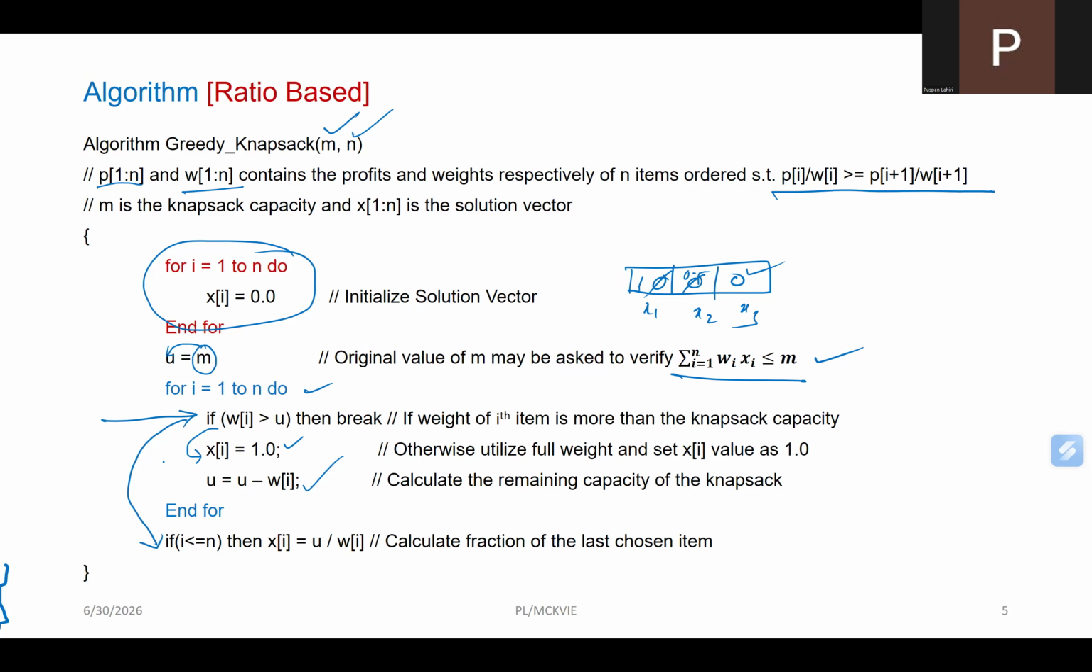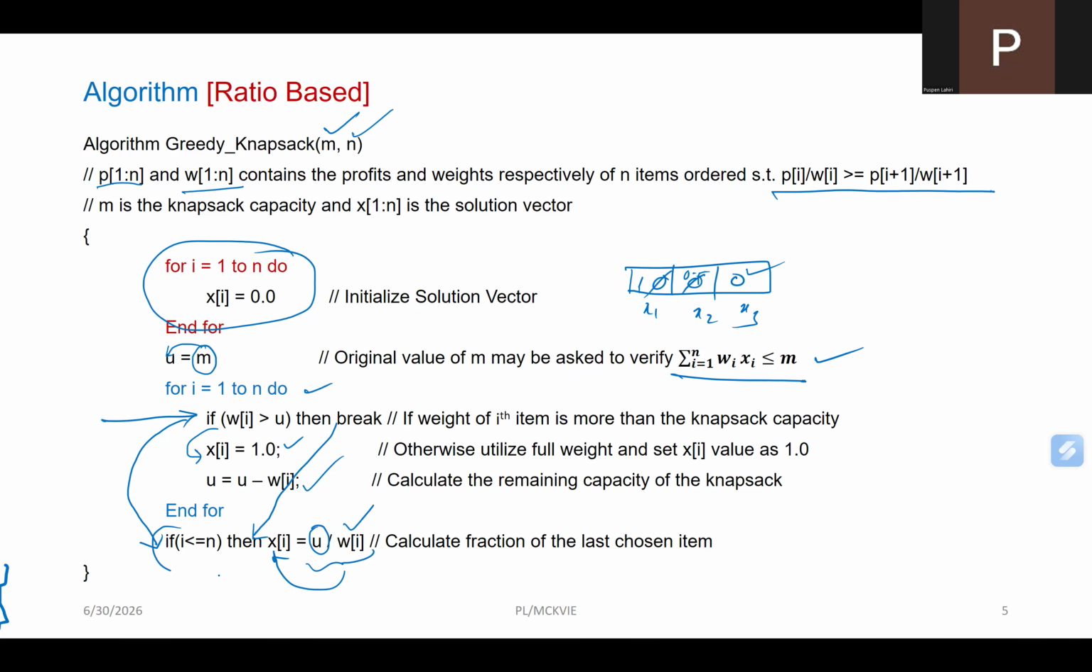So that is why it is indicated that once the weight of the ith item crosses the capacity of the knapsack, it is an indication this is the last item. There is no question of going for the selection of the remaining items. So you will come out of the loop and calculate the fraction. The fraction means remaining capacity divided by the weight of that item. And that value is the contributing factor stored into x of i.